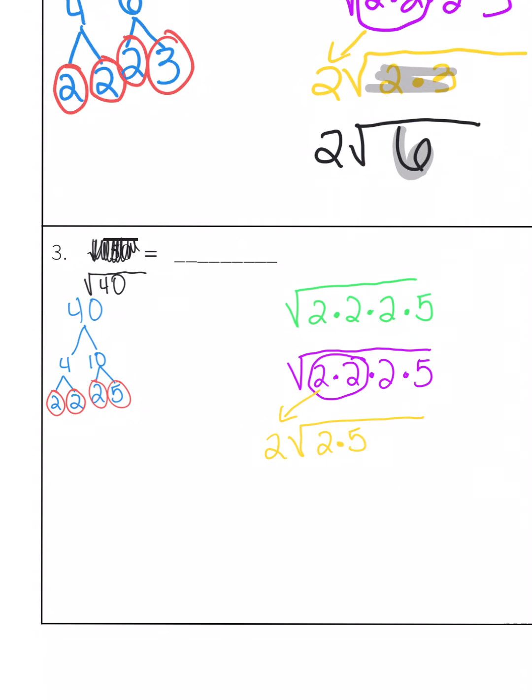And my last and final step is I multiply any numbers on the outside. So we only have 1. We have nothing to multiply 2 by, so that stays there. And then we multiply any numbers on the inside. We have a 2 and a 5 here. 2 times 5 is equal to 10. So the simplified square root of 40 is 2 square root 10.